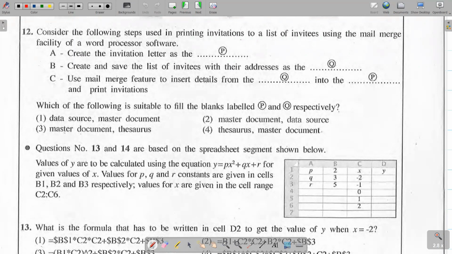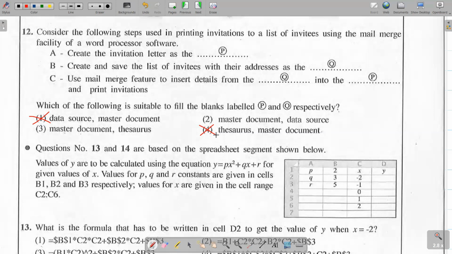So when it comes to the statement A, create the invitation letter as the master document. It must be. So the first one is invalid according to that, and the fourth one is invalid. So it has the master document in the second and the third answer. So P is going to be master document.